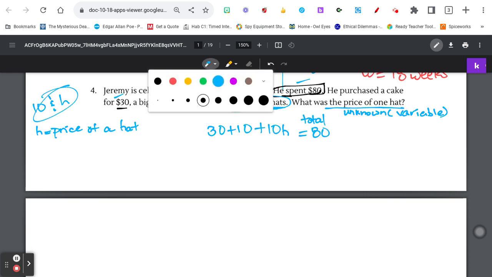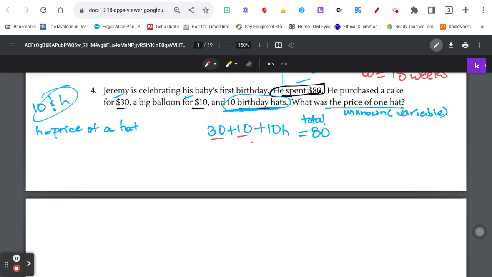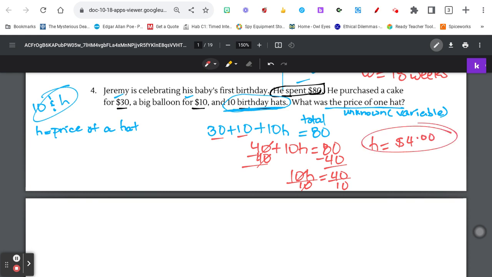So I'm going to combine some like terms here. I'm going to combine 30 and 10, which makes 40. And now I have a basic two-step equation. And I'm just going to solve for H and figure out the cost of one hat. Divide both sides by 10. And I can see that each hat cost Dad $4, guys. Let me put $4 per hat. Okay? And that is all you do. Pretty simple.